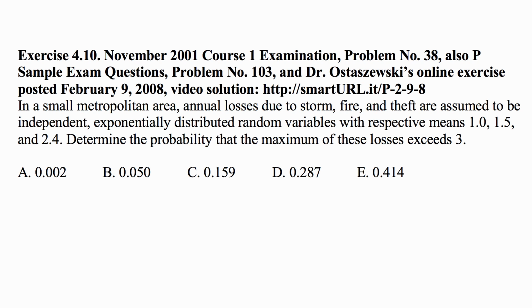Here's a problem for today for exam P on probability. This is a problem for July 15th, 2018. It was originally posted as my online exercise on February 9th, 2008. In a small metropolitan area, annual losses due to storm, fire, and theft are assumed to be independent, exponentially distributed random variables with respective means 1, 1.5, and 2.4. Determine the probability that the maximum of these losses exceeds 3.